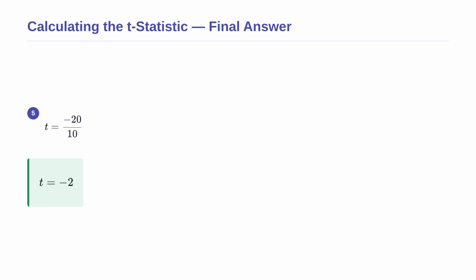Physically, this means that our sample average is exactly 2 standard errors below the factory's claimed average. Because we use the sample standard deviation instead of the true population standard deviation, we must evaluate this -2 using the t-distribution rather than the standard normal Z distribution.